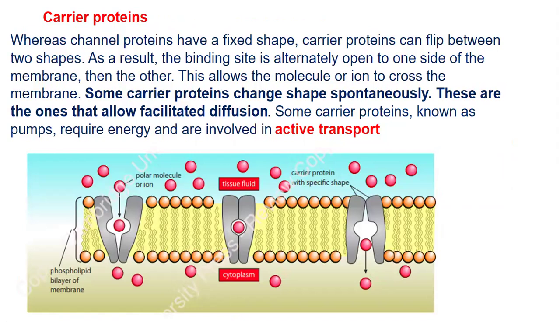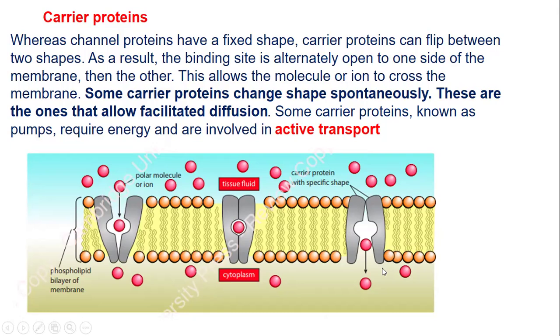You also have what we call carrier proteins. Carrier proteins usually do not have a fixed shape like the channel proteins. Channel proteins have a fixed shape. A fixed shape is just a channel. But carrier proteins keep on changing shape. They flip between two shapes. For example, if you look at this diagram, you can see this carrier protein is facing upwards. We have these polar molecules that come attach to the carrier protein, and then they are going to be sent to the inside of the cell. But for them to be carried to the inside of the cell, the carrier protein changes shape. Right now, you can see it's facing downwards.